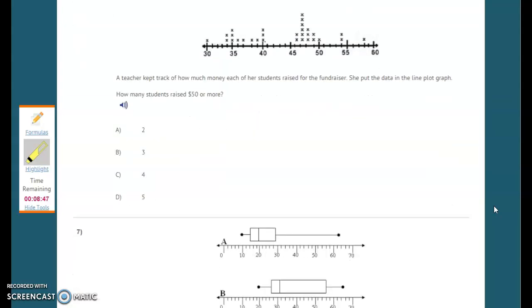Number 6, a teacher kept track of how much money each of their students raised for the fundraiser. She put the data in the line plot graph. How many students raised $50 or more? So it's asking you $50 or more. So not just more than 50, but 50 also. So you're looking at 50 and greater than 50. So you're going to come up here to your line plot graph and you're going to count the X's that you see that are $50 or more, and that's your answer. Okay.